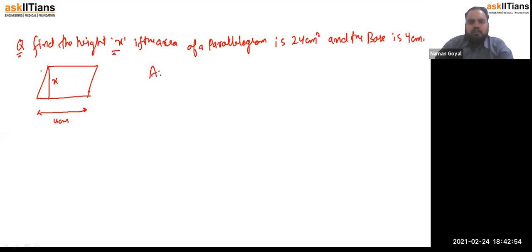We know that area of parallelogram is what?